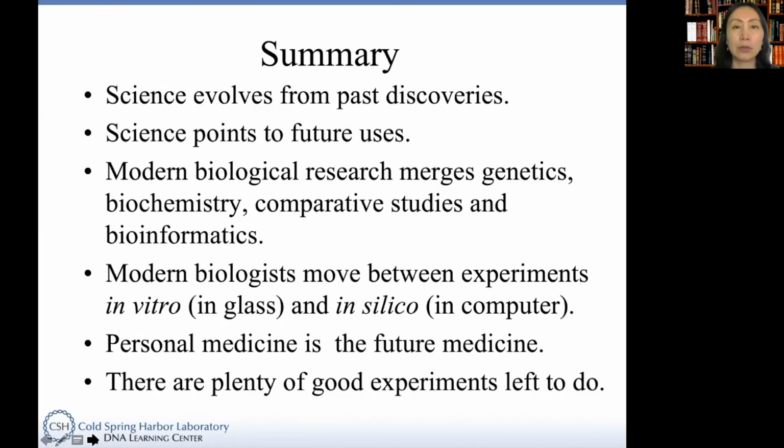And science also points to future uses. Like I mentioned, future medicine is personalized medicine. The more we know about our genome sequence, the better we can practice medicine. I also want you to notice that modern biological research merges genetics, biochemistry, comparative studies, and bioinformatics all together. It's not that simple. It moves between experiments in vitro and in silico. So you need to learn a lot to work as a scientist these days.